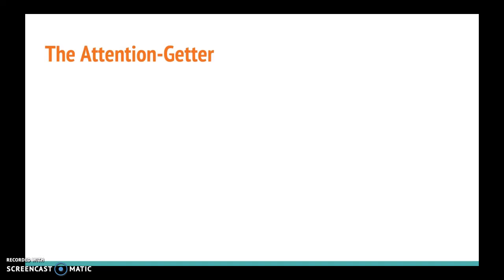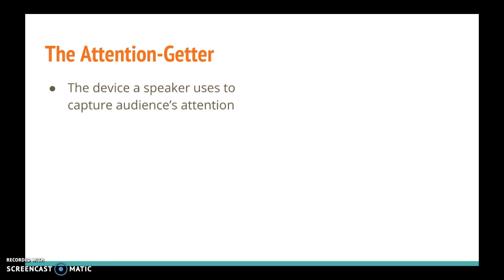The very first job that you have when you're giving a speech, the very first job of your introduction, is the attention-getting device. The attention-getting device is the device a speaker uses to capture the audience's attention. And there's a lot of different things that you can use in order to capture your audience's attention. And remember, this attention getter should be the very first thing out of your mouth when you are giving your speech. You shouldn't start with your name, you shouldn't start with your topic, you should start with this attention-getting device.